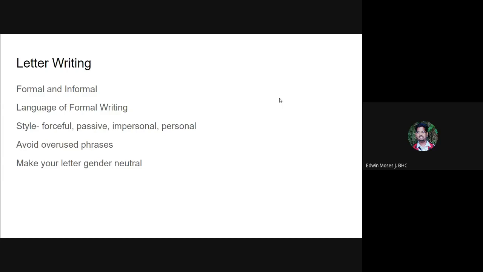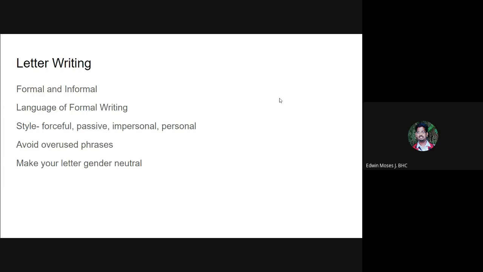So I'll just show you some examples of formal and informal writing. And letter writing, most of you would have attempted, especially in a professional setup. You have to write formal letters. And what is the language of formal writing? How you should write formally, how you should write informally, how you should write to your friend, how you should write to your teacher or professor or a manager, bank manager, or a public official, how the language should be written.